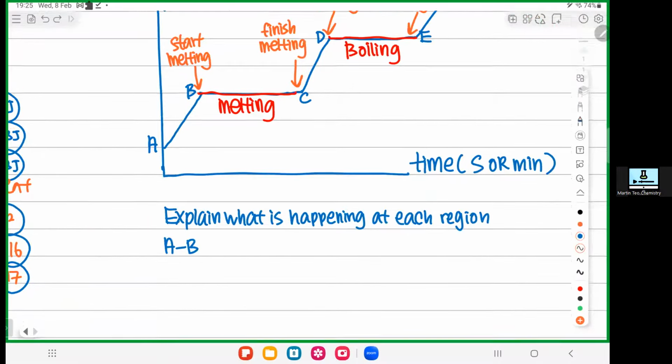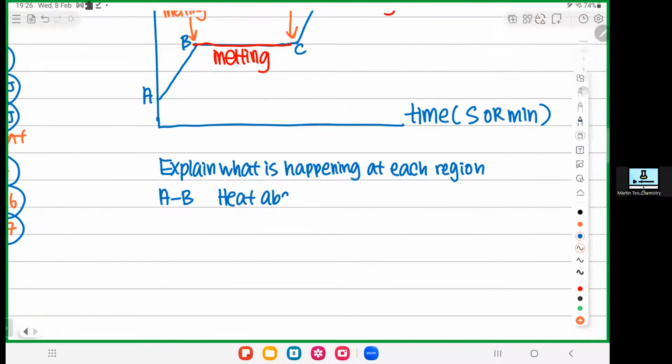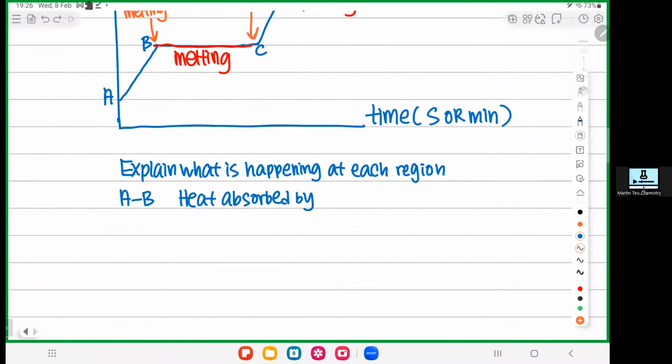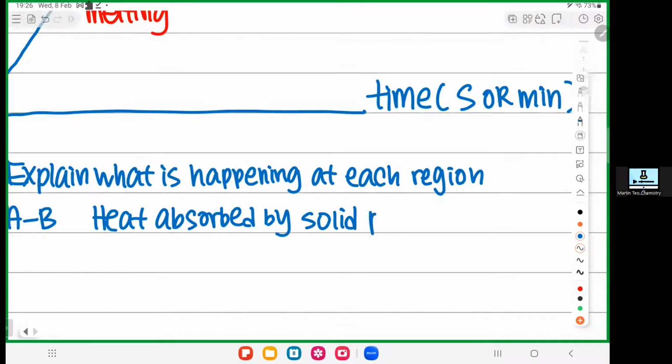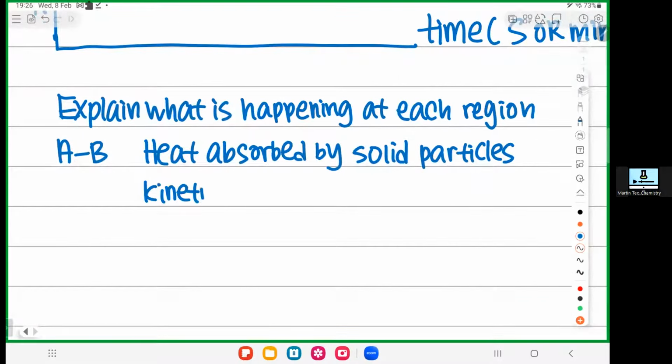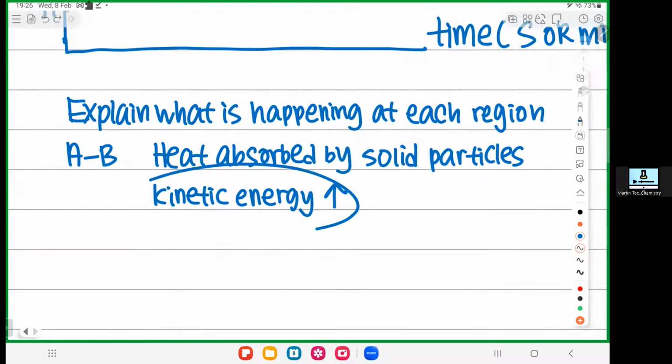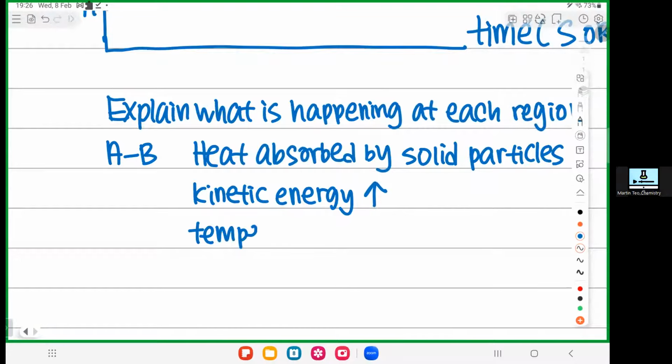So how to explain? From A to B, all the heat is absorbed by the solid particles. So when they absorb the heat, what happens? They have more and more energy, right? Kinetic energy increases. But in exam, you cannot write the arrow like this. In exam, you must write increases. I'm lazy, that's why I put the arrow here. It's just a shortcut. So when kinetic energy increases, the brother temperature will also increase. So this is what happened here.